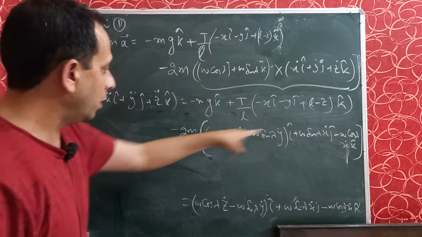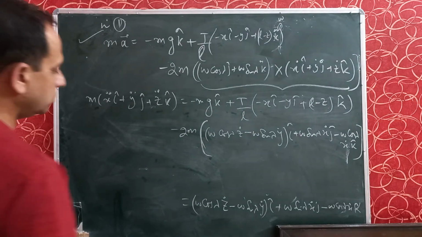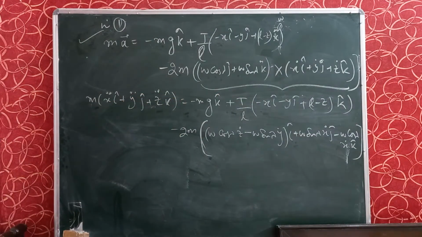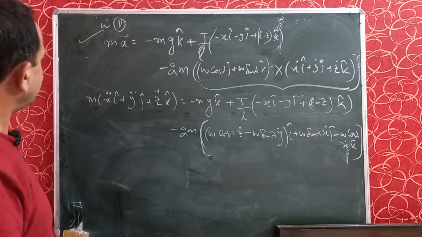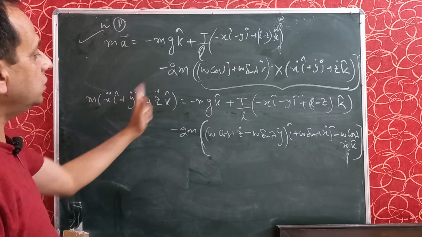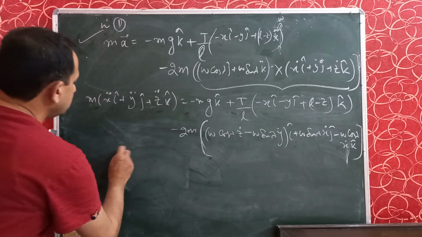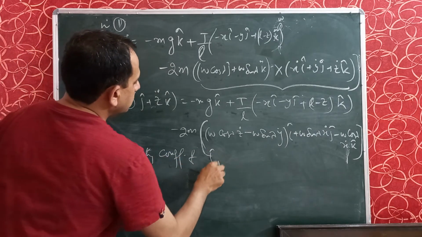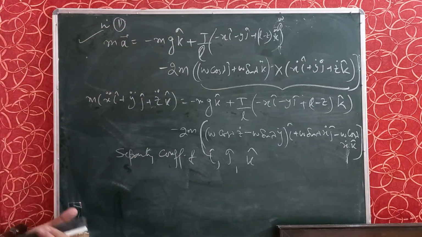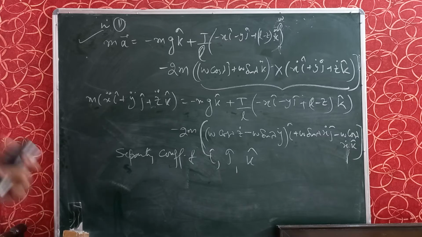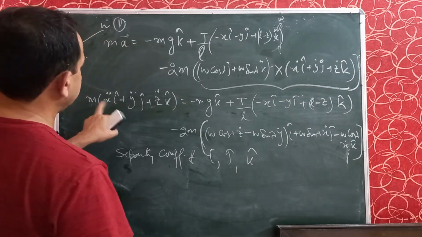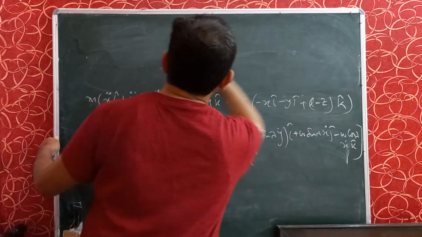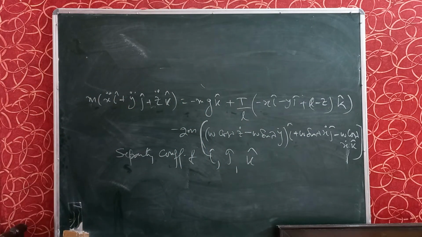So overall, this equation number 1 is the standard equation. This equation contains i component, j component as well as k component. Now we will separate the coefficients of i on both sides, j on both sides and k on both sides. So we will get 3 equations. First equation corresponding to i values, second j values, third one from k values. So in this way, this equation will split into 3 sub equations.